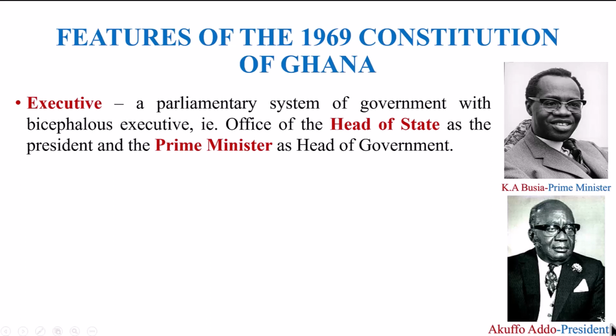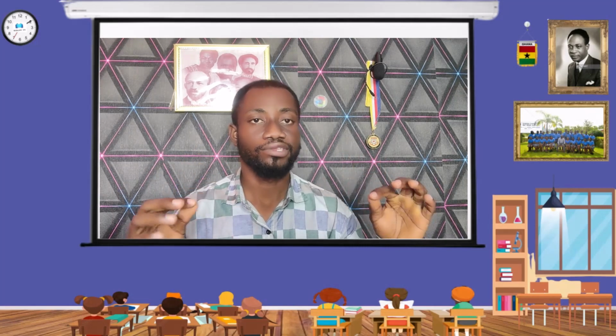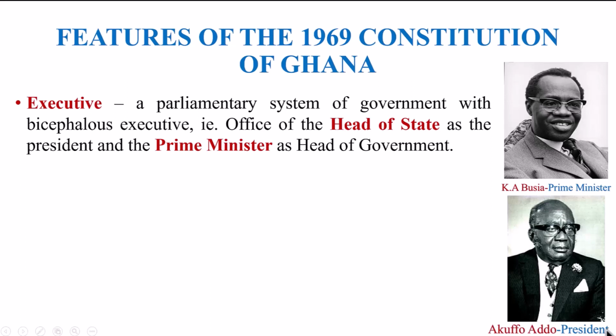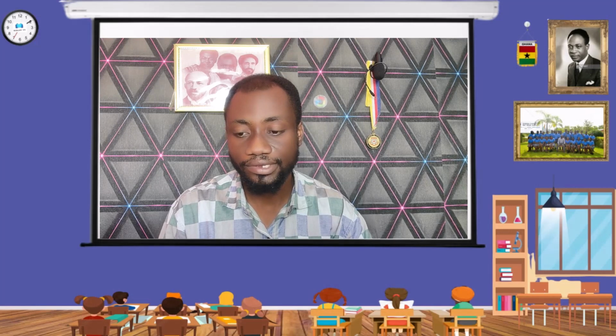But this constitution gave two offices to the executive, the Prime Minister, and then the president. The Constitution created the head of state as the president, and the Prime Minister as the head of government, or government business. That is what this Constitution did: two executives. All right, good. Basically, that is what this whole Constitution was about.